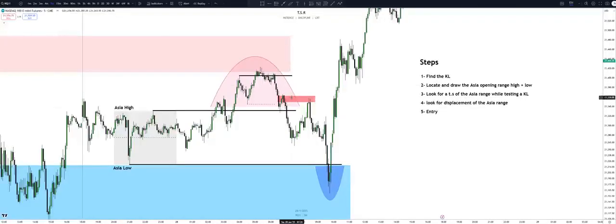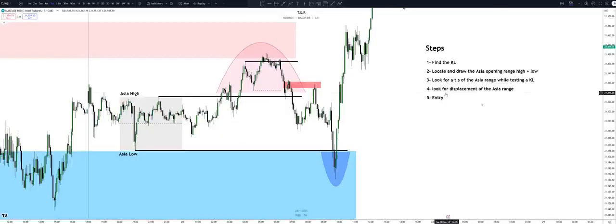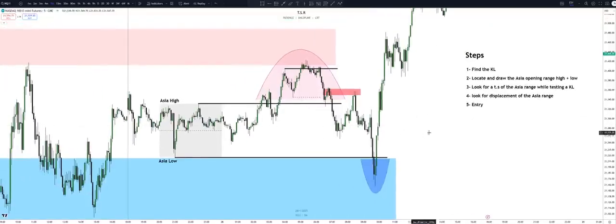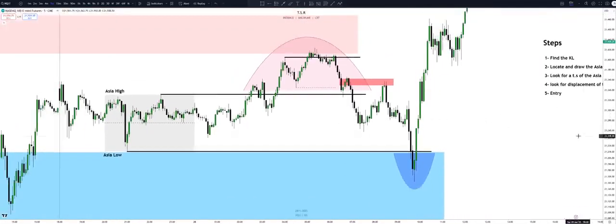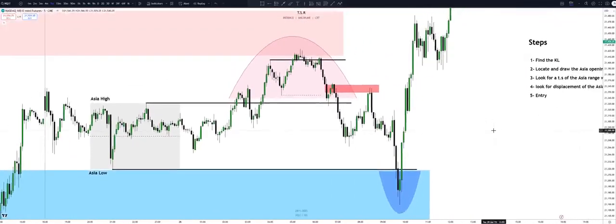With the market structure shift, you are anticipating and looking for the turtle soup of the Asian range high while tapping this. All right. Next, step number 4, the most important, like I said before, is to look for the displacement of the Asian range, whether that being the high or low. What time frame do you need to use in order to look for displacement? Very important. Very, very important. You are meant to use the 5-minute and 3-minute time frames to look for displacement of the Asian range.